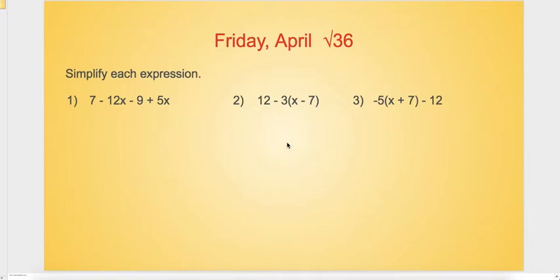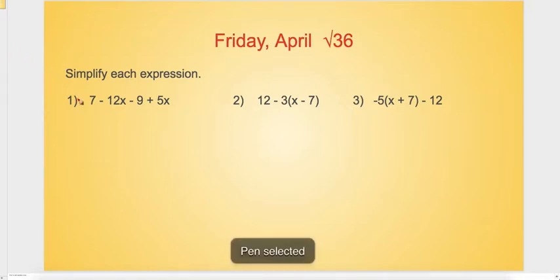So earlier in the year, we learned to combine like terms. I have three examples to review this topic. Remember, like terms have to have the same variable, or they both have to be integers or numbers, okay?